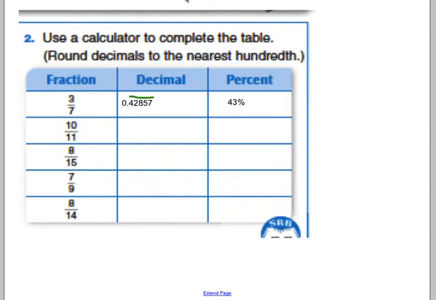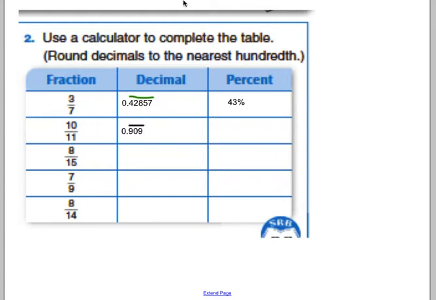So let's take the next one as another example. Okay, our fraction is 10/11. So to change that fraction into a decimal, we just take our numerator 10 and we divide by our denominator 11, and we get another repeating decimal. It's ongoing, 0.9090990, and on and on and on. Okay, so I'm going to put the repeating bar over it.